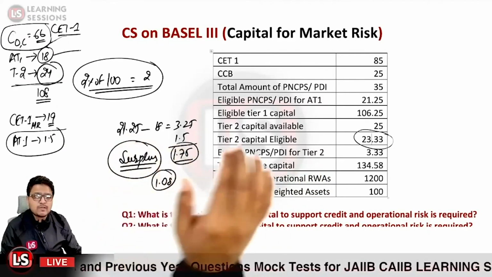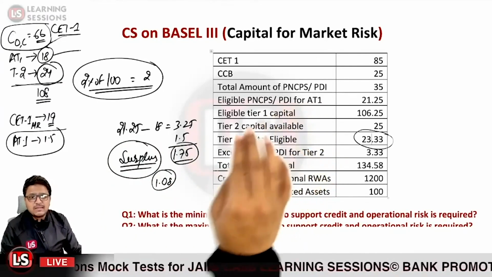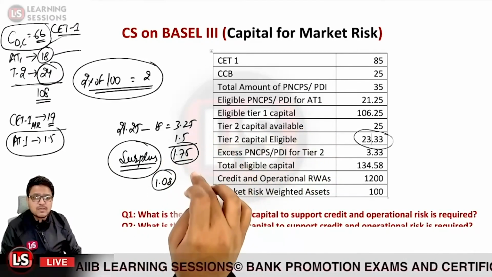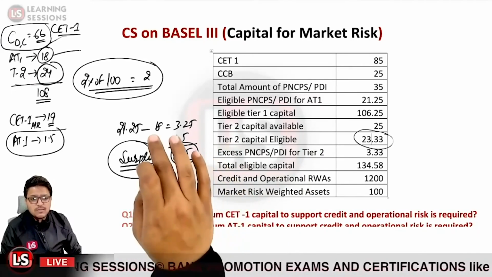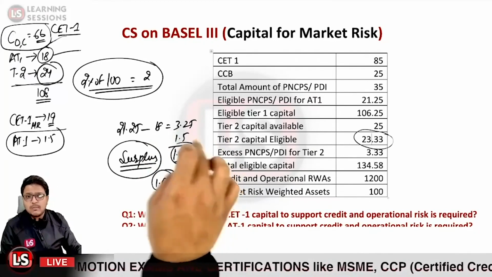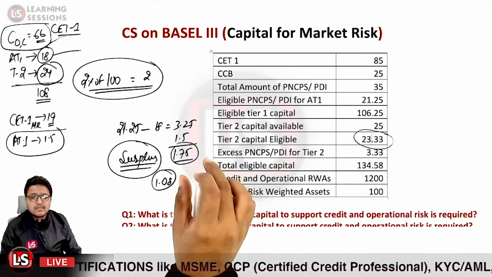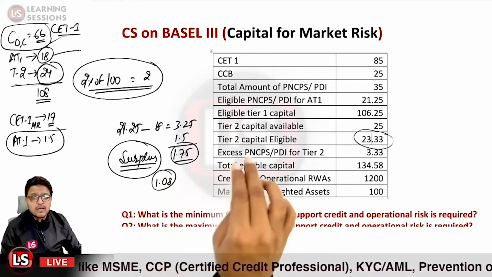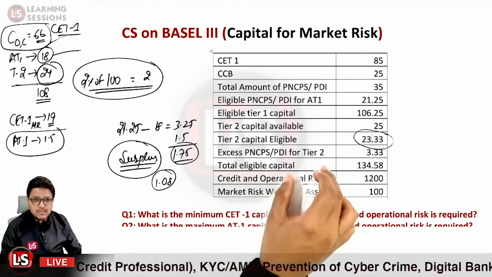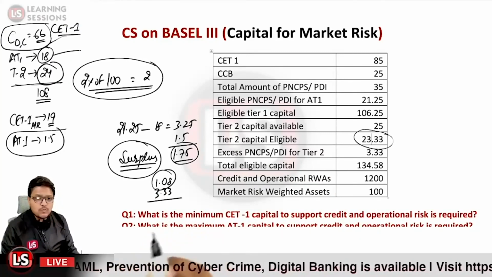21.25 was the eligible additional tier 1 PNCPS, and now it is forming the surplus for this. We subtracted the 18 and got 3.25, and 1.5 was there for supporting the market risk, so the surplus is 1.75 over here. Also, we are provided the excess of the PNCPS specifically for the tier 2 capital, and that is also to be added up.